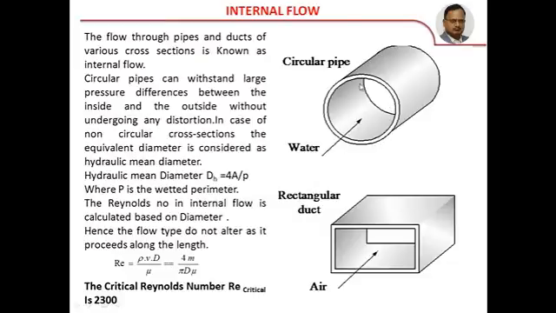The flow through pipes and ducts of various cross sections is known as internal flow. In most of the industrial applications, the pipes are made up of circular cross section only, because they can withstand large pressure differences without undergoing any distortion.